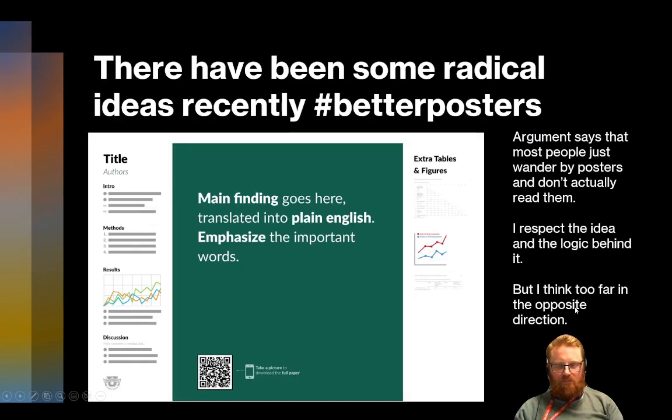Okay, so there's been a lot of talk in the scientist social media sphere about how to improve posters. And so a couple of years ago, there was this idea for better posters, hashtag better posters, right? And they wanted this. It's almost empty, right? They just have the main finding in a couple of sentences in the middle, and then a few graphs off to the side.